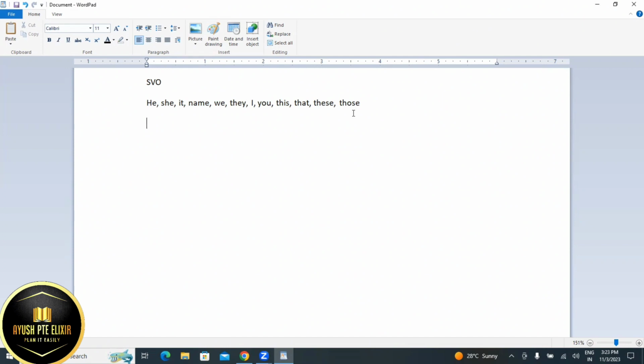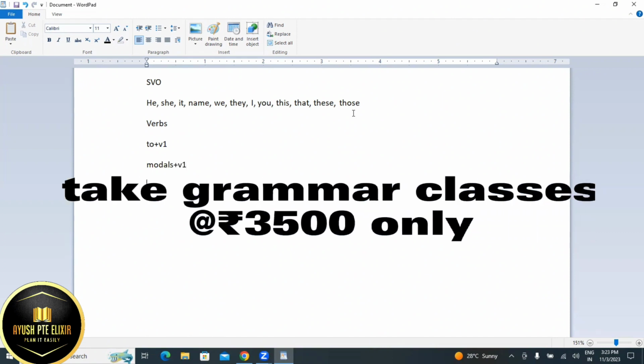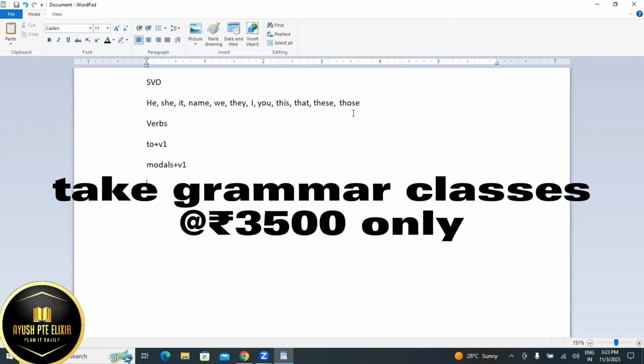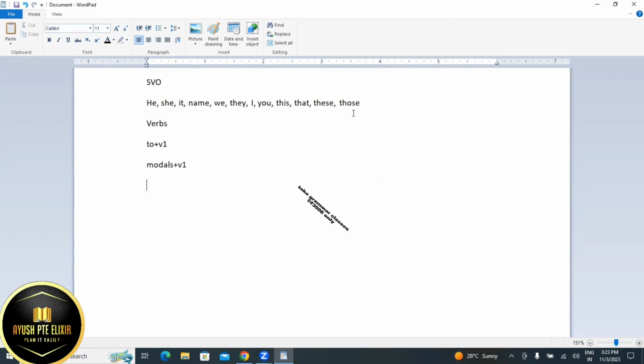And after that, if I talk about the verbs, there are five forms of verb that I basically tell my students. The first form of the verb always comes with to and modals like can, could, shall, should, may, might, will, would. Obviously if you want grammar classes, you can take separate classes for that, but if you know about the modals, then wherever you see a modal, go for the first form of the verb.